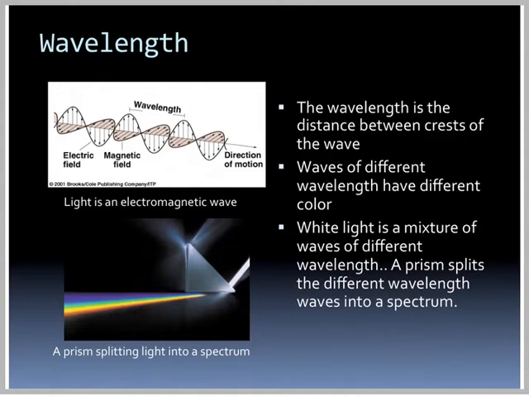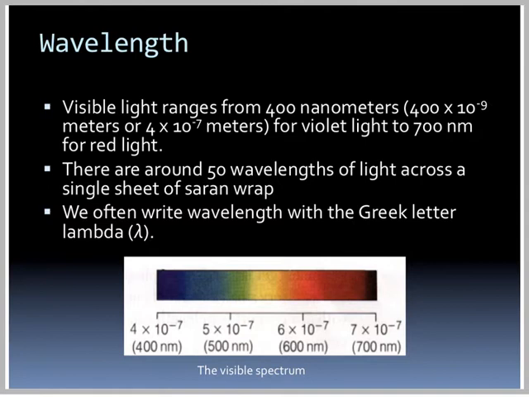So visible light ranges from 400 nanometers, or 400 times 10 to the minus 9 meters, or 4 times 10 to the minus 7 meters, for violet light, to 700 nanometers for red light. So there are about 50 wavelengths of light across a single sheet of saran wrap. We often write wavelength with the Greek letter lambda.